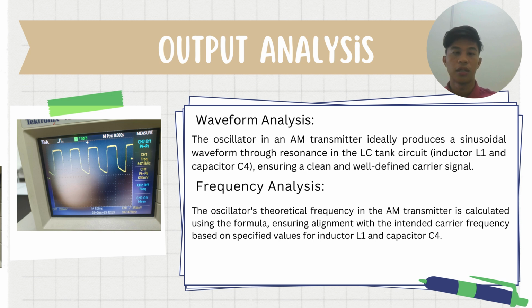The oscillator in an AM transmitter ideally produces a sinusoidal waveform through resonance in the LC circuit, inductor and capacitor, ensuring a clean and well-defined carrier signal.